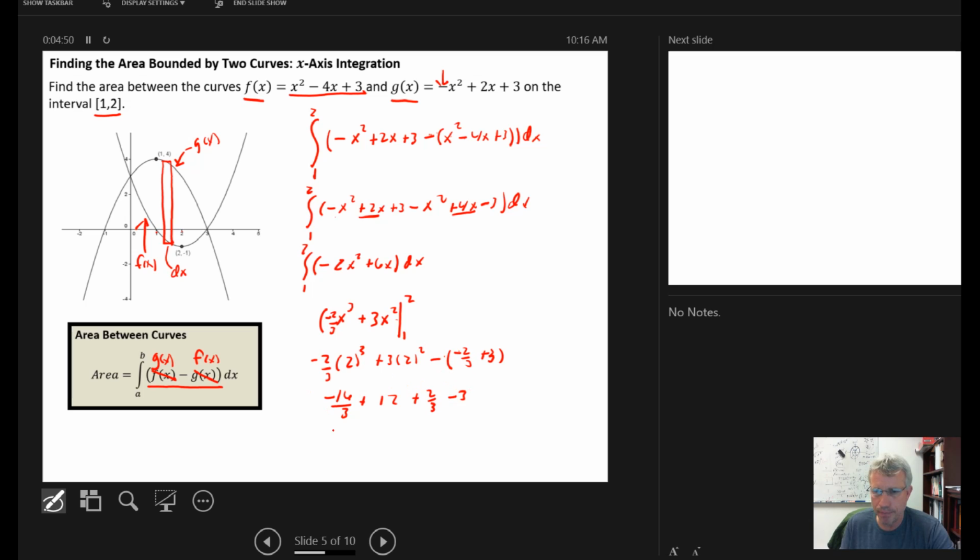And a minus 3. So we get a negative 16 plus 2 is a negative 14/3, plus 12 minus 3 is a 9. And then, of course, we need common denominators. So it's going to be negative 14, and 9 times 3 is going to be plus 27, over the common denominator of 3. And so we're going to get, it looks like, 13 thirds as the area between the two curves.